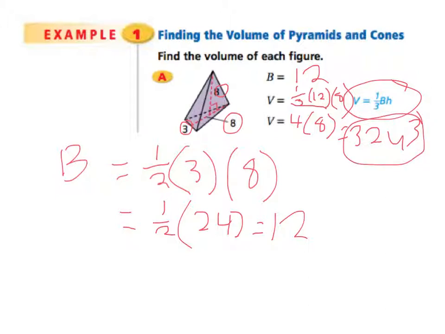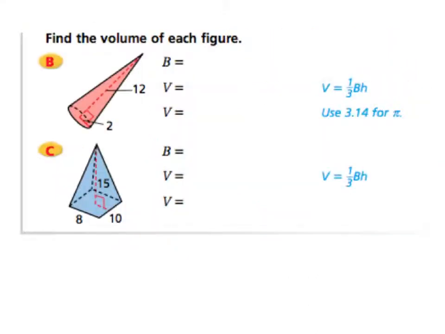Now the main thing that we need to remember is that the base in this particular object is a triangle. So we have to do 1/2 base times height. I want you guys to take a look at letter B. And looking at letter B, I want you guys to think about, okay, what is the base? Okay, it's a circle. So now you have to remember, what is the area of a circle? The area of a circle is found by doing pi r squared.